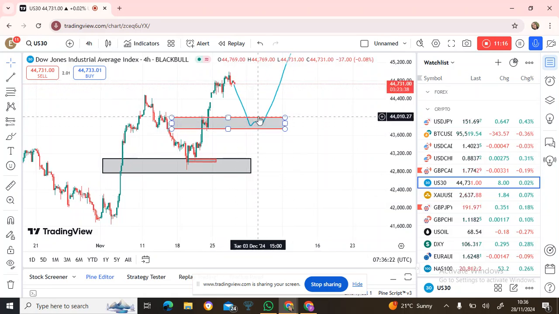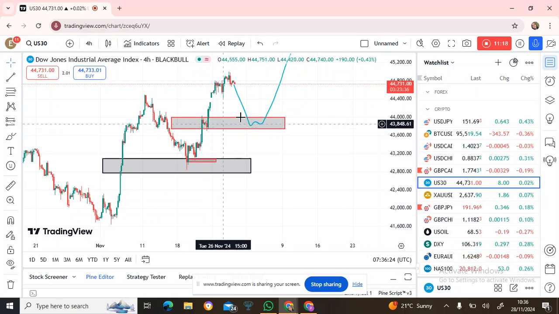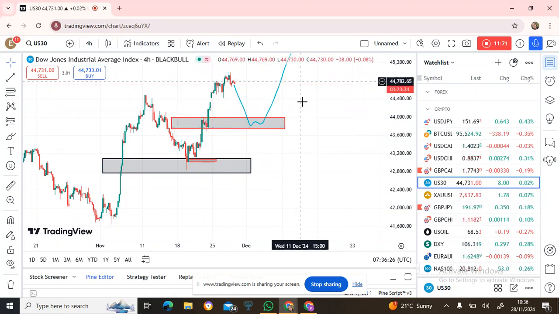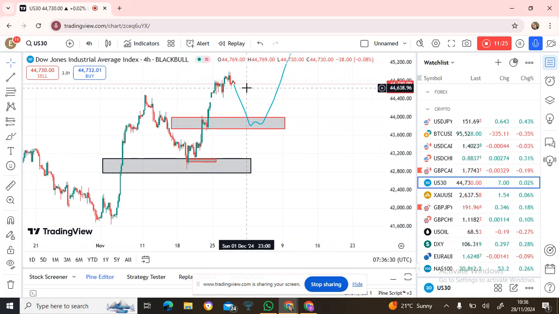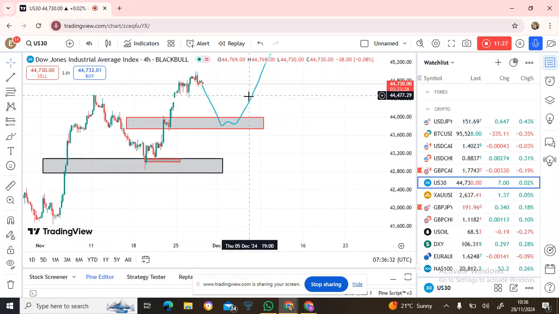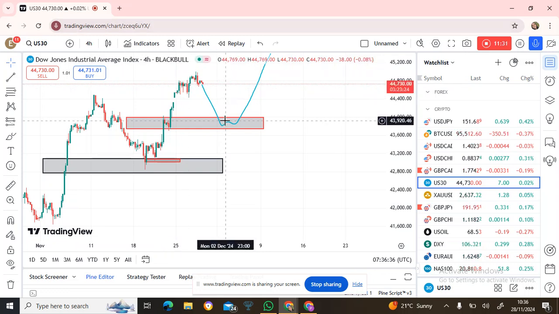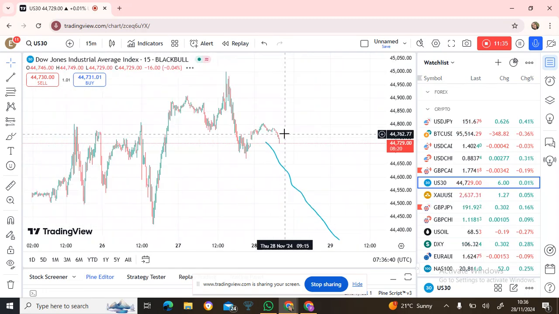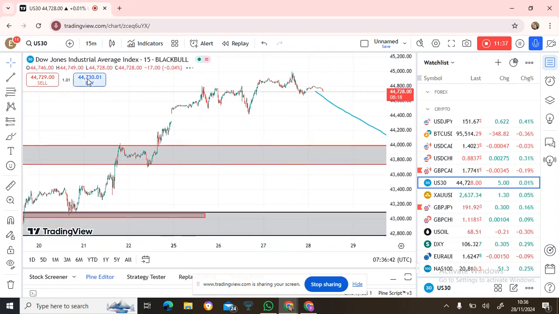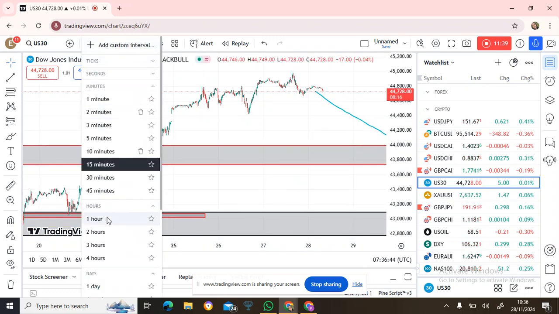Expect a pullback to this zone, the small demand zone, then the market to go and create a new higher high. So for now, we can stay away from the market, or if you're a scalper, you can take this trade on US30 for short-term sells. Because if you go to the lower time frame, you'll find opportunities to trade US30 for shorts.